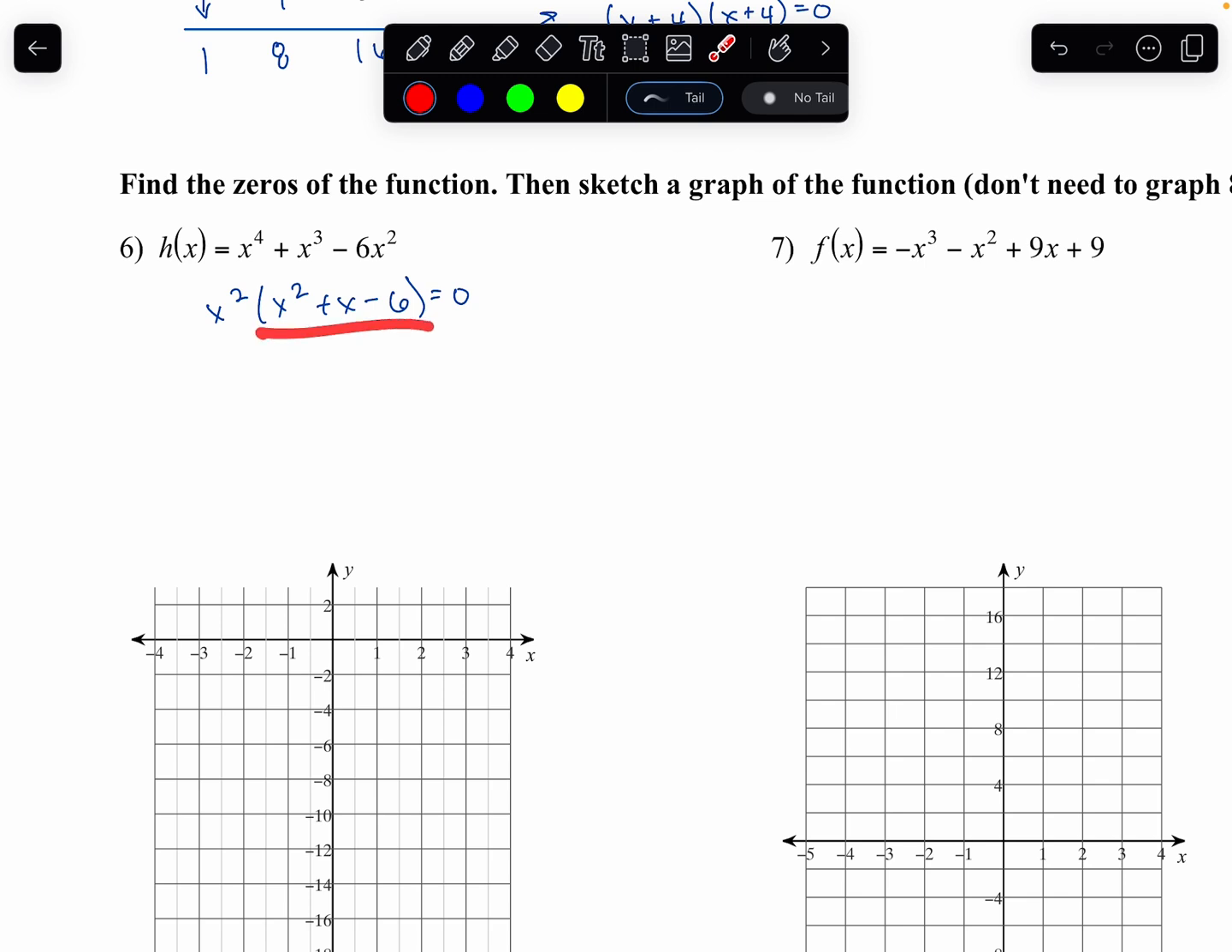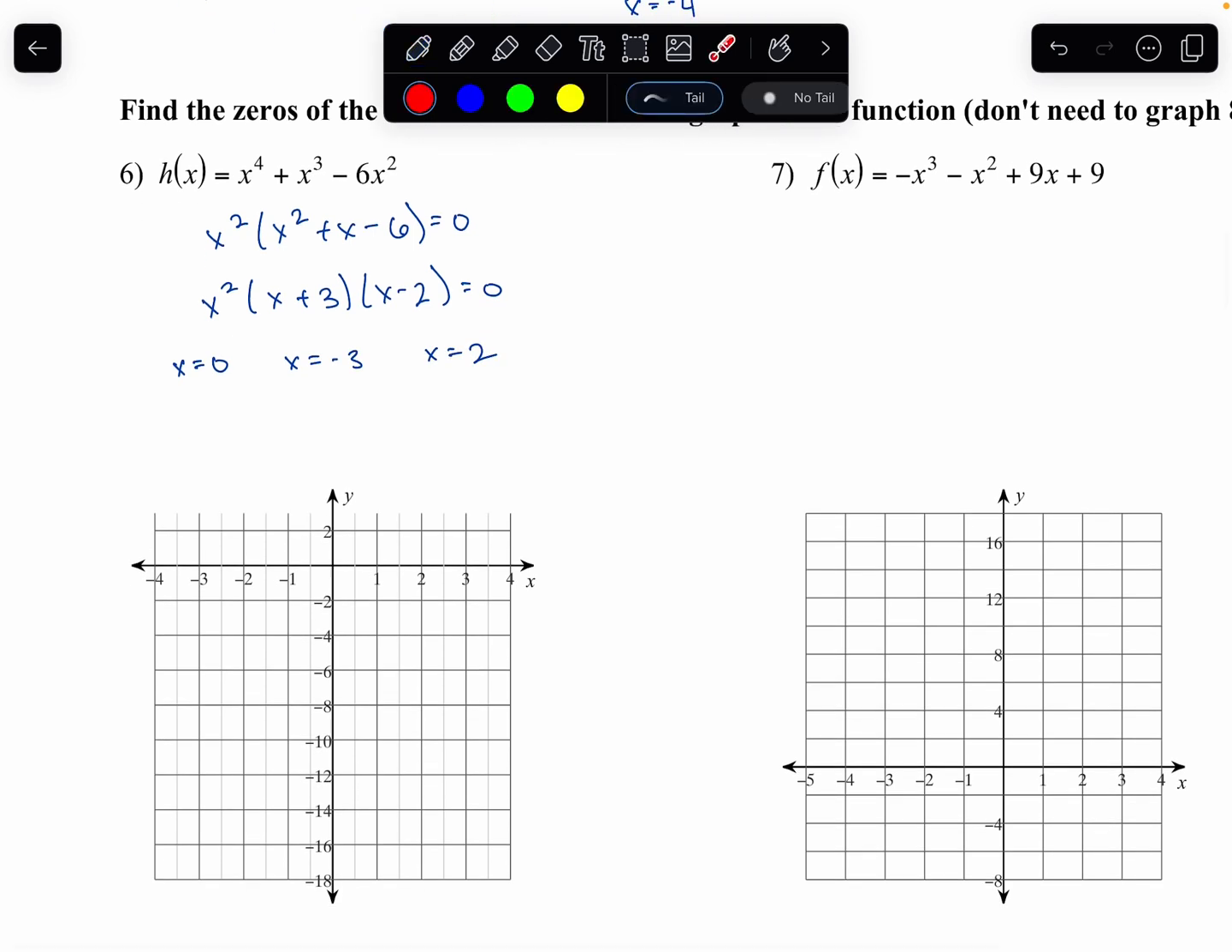I can still factor the trinomial there, so I'm going to get x squared, x plus 3, and x minus 2. That's going to be equal to 0. So x would have to be equal to 0, -3, and 2. For all this to be equal to 0, those would have to be the values of x. So now these are also my x-intercepts, at x equals 0, at -3, and at positive 2.